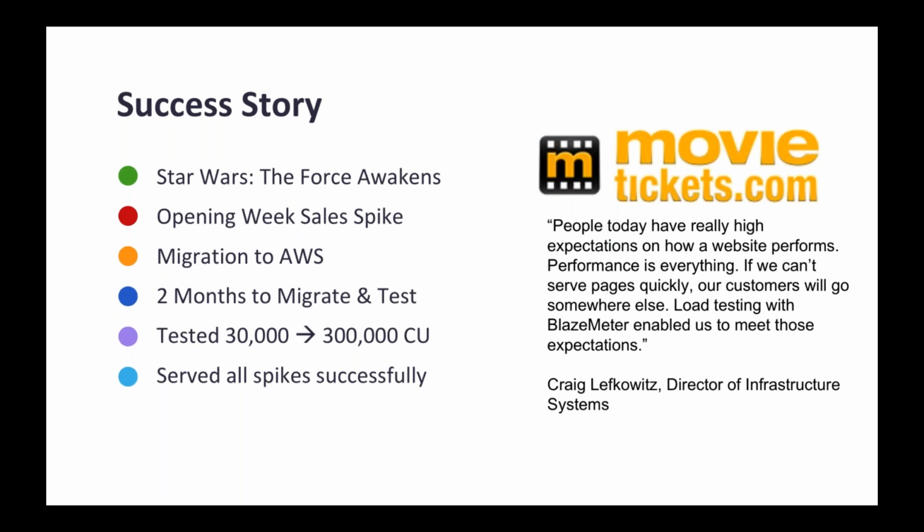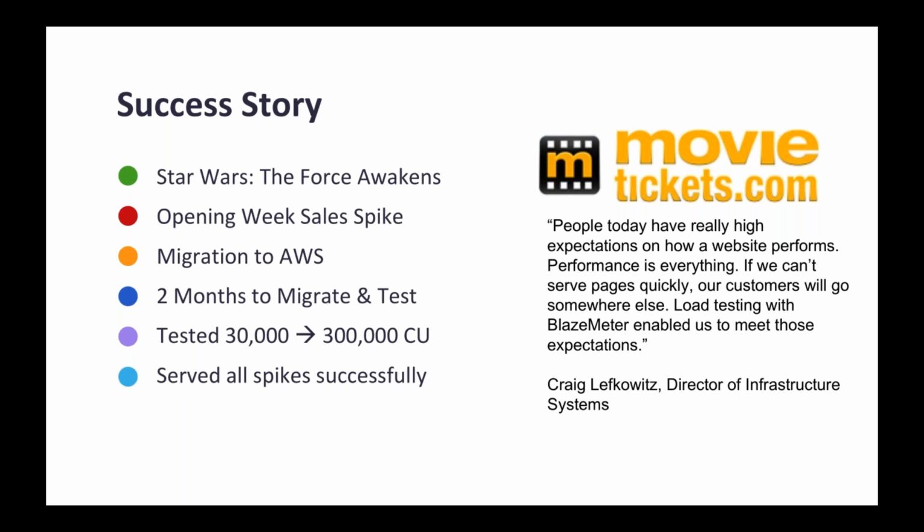Another one is movietickets.com, and they had seen that when The Force Awakens pre-sales went up, people say it broke the internet, right? There were multiple sites that went down based on the pre-sales announcements for Star Wars Force Awakens, and they wanted to be ready for the opening week spikes of sales for people who weren't going to pre-buy, but who actually were saying, okay, the movie opens, I'm going to go shop for tickets, right?